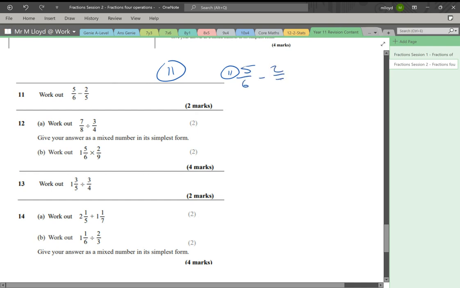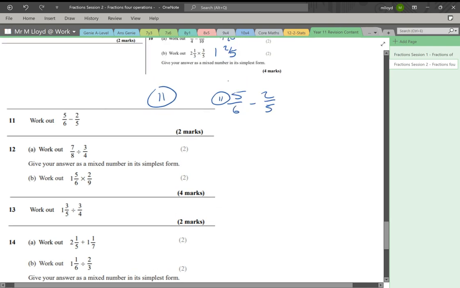5/6 take away 2/5. So I'm going to multiply by 5 here, multiply by 6 here, giving me 25/30, take away 12/30. 25, take away 12, 13. So we've got 13/30.